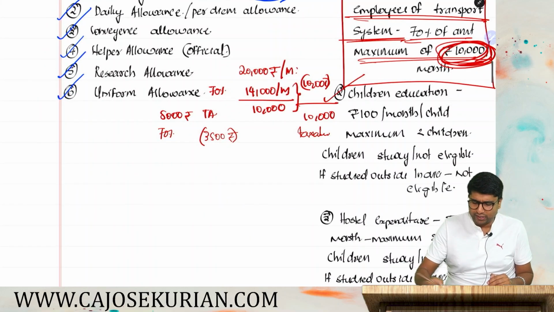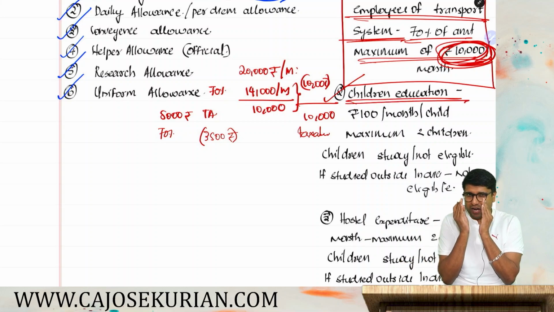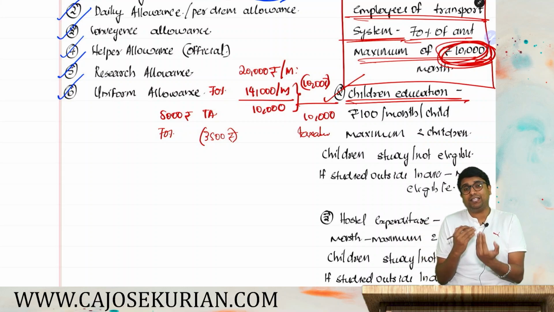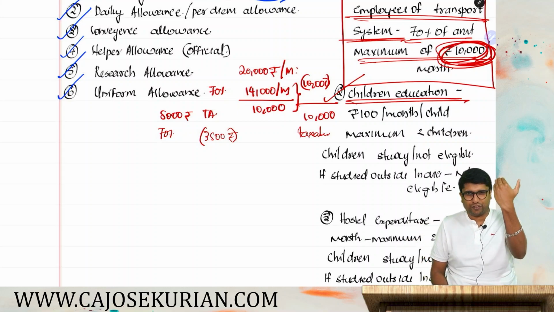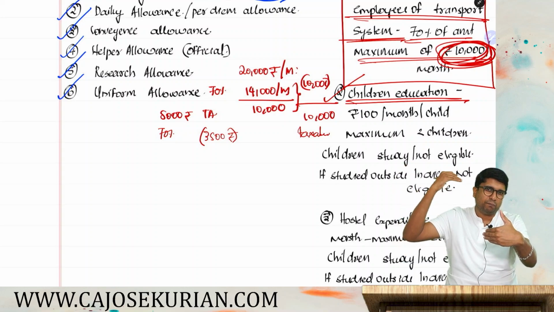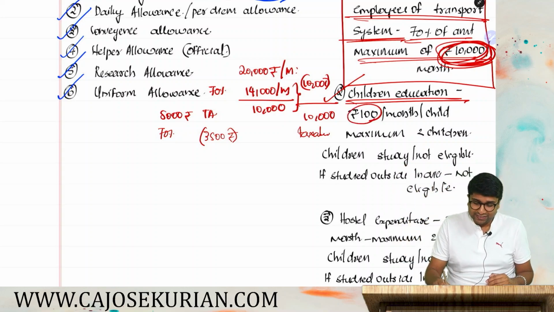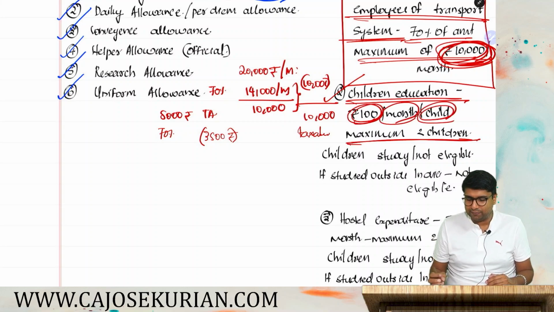And point number 2 under the fixed exemption category, that is children education allowance. If you are an employee who is in receipt of children education allowance, that means for the educational expenditure of your children, your employer is giving you a monthly fixed allowance. You can claim a fixed exemption. And how much is the exemption? Rupees 100 per month per child, that too for a maximum 2 children.